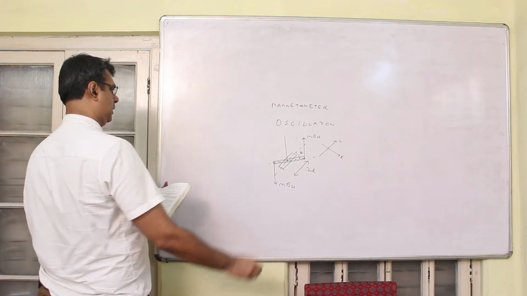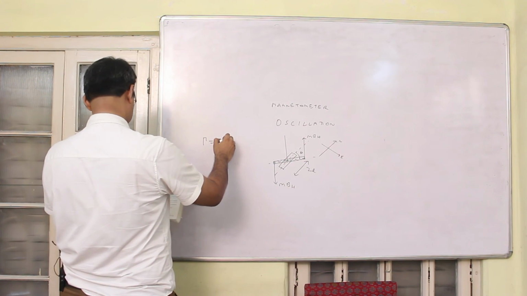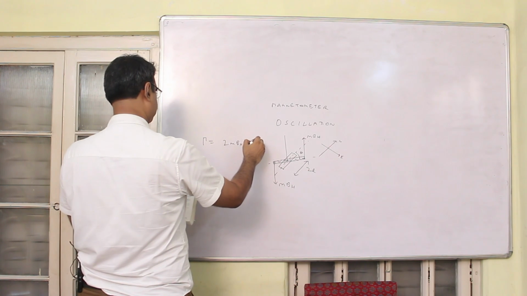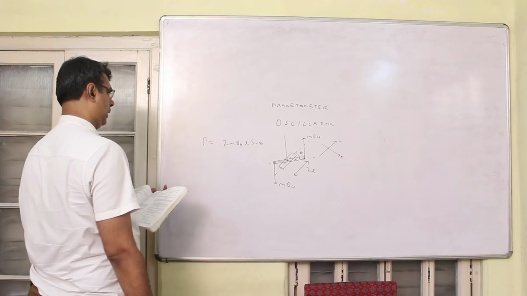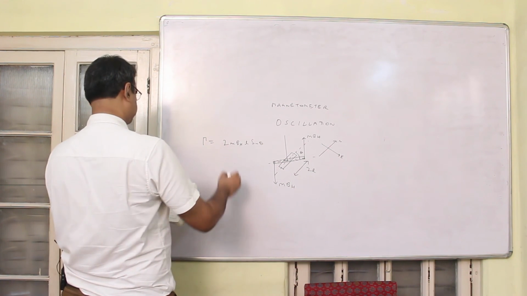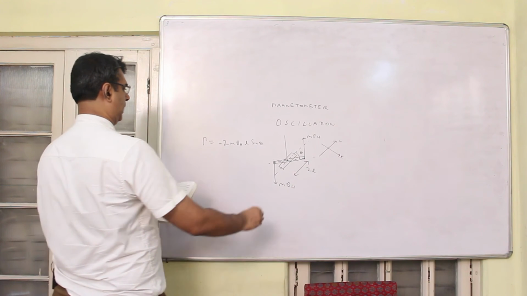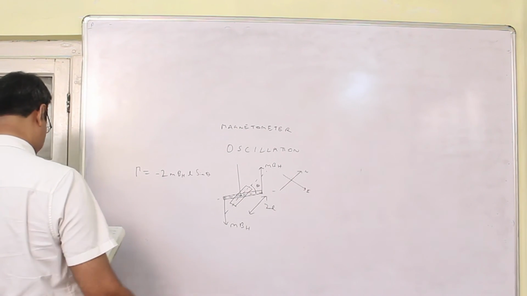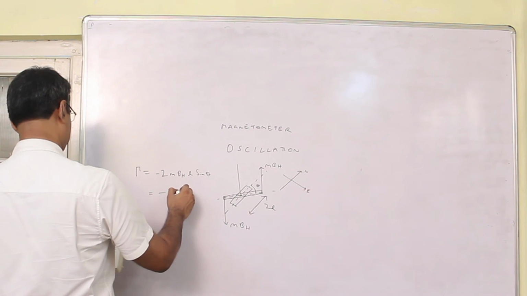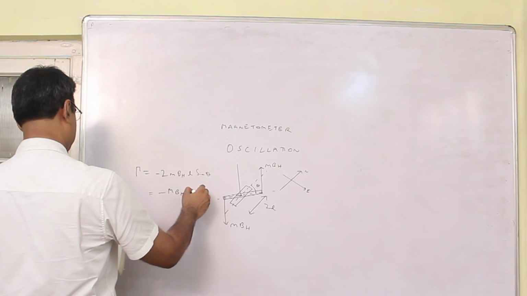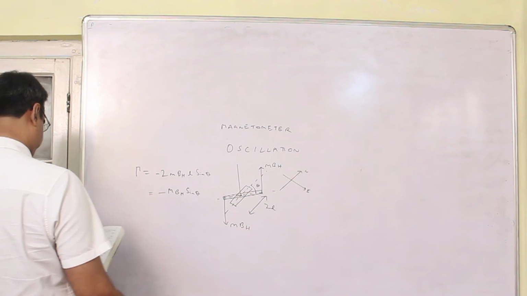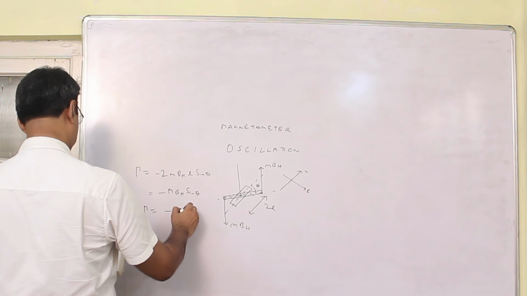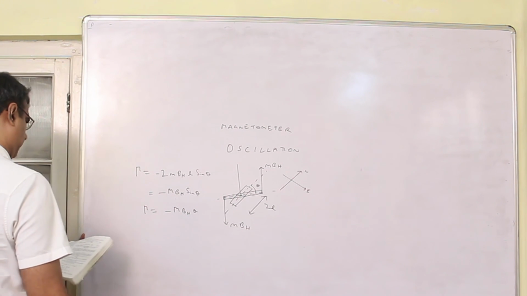So due to this deflection, there will be a restoring torque. So restoring torque will be 2 into m into BH into L sine theta. You can see that the angle theta is clockwise, but the restoring torque is anti-clockwise. That is why this minus is there. So this will be minus M BH sine theta. Now theta is usually very small, so torque will be minus M BH theta.